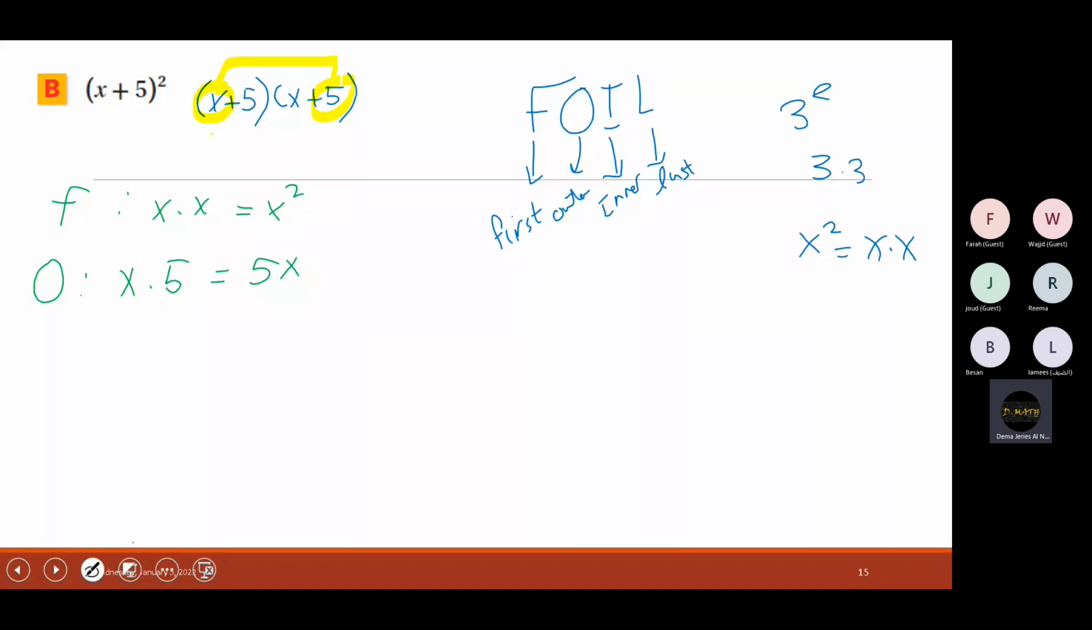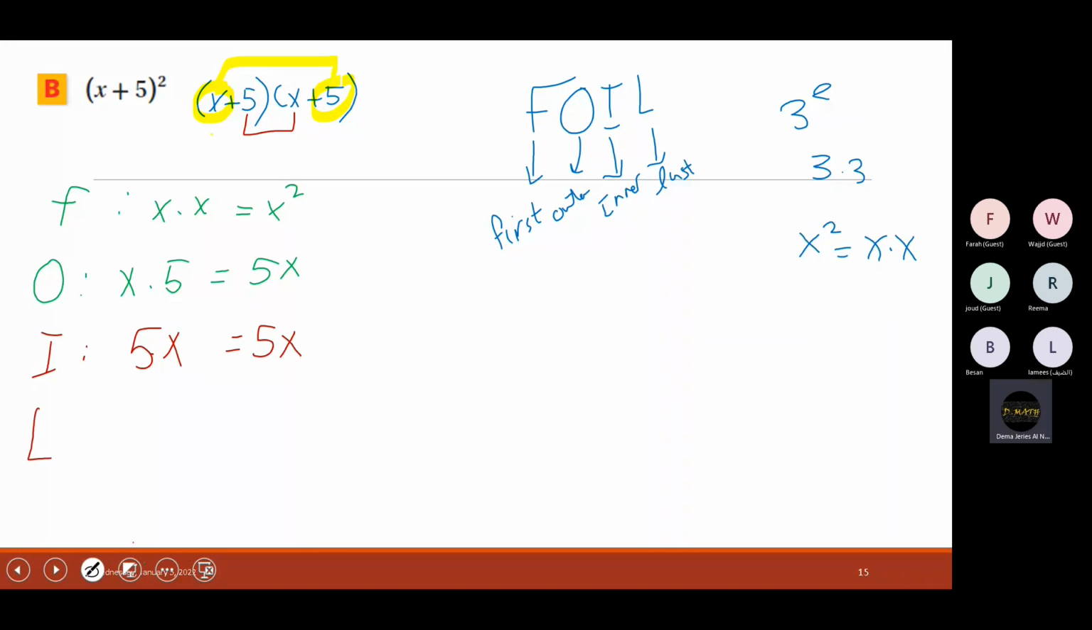Now, where is the inner? If x and 5 are the outer, the inner will be the remaining terms. The inner terms are close together, while the outer terms are far away from each other, one to the right and one to the left. So the inner here is 5 times x, which is 5x.